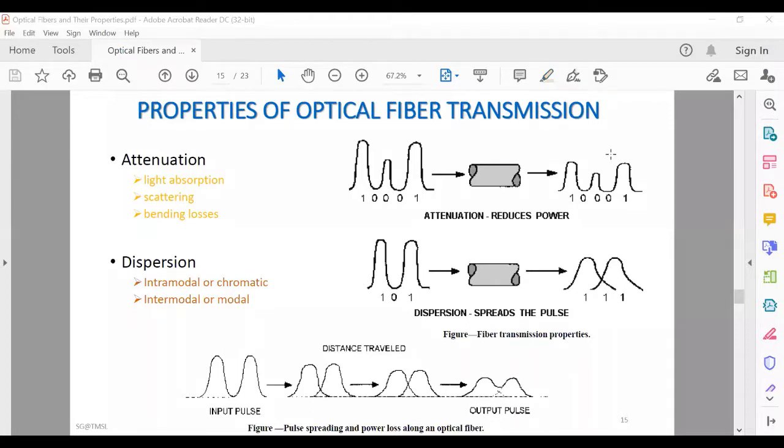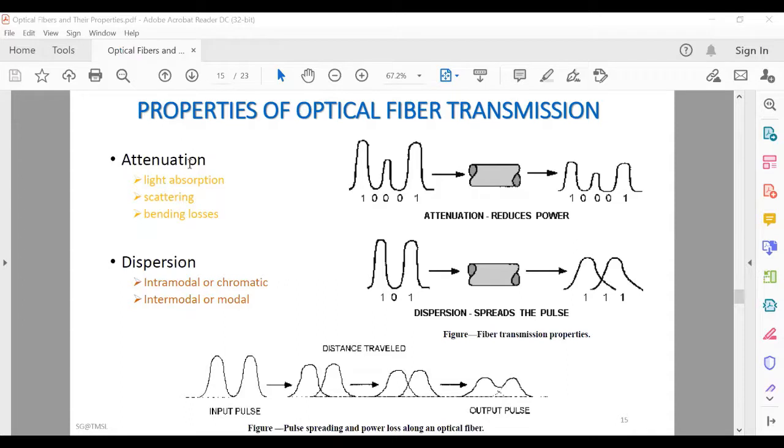Okay, so today I would like to discuss the properties of optical fiber transmission. Signal loss and system bandwidth basically describe the amount of data that is transmitted over a specified length of fiber. Many optical fiber properties increase signal loss and also reduce the system bandwidth. The most important properties that affect system performance are fiber attenuation and dispersion.